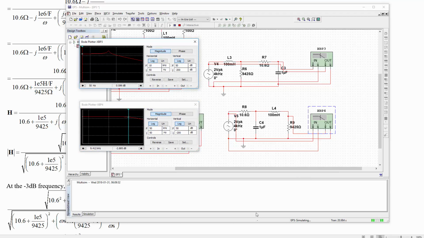So that should give you a bit of an impression of what's going on, and hopefully a bit more understanding of some of the complications of designing these filter circuits.